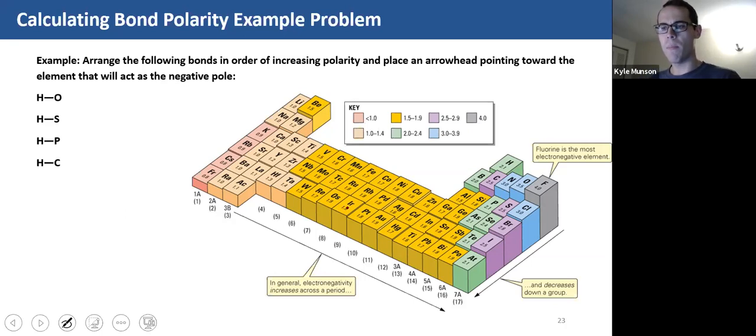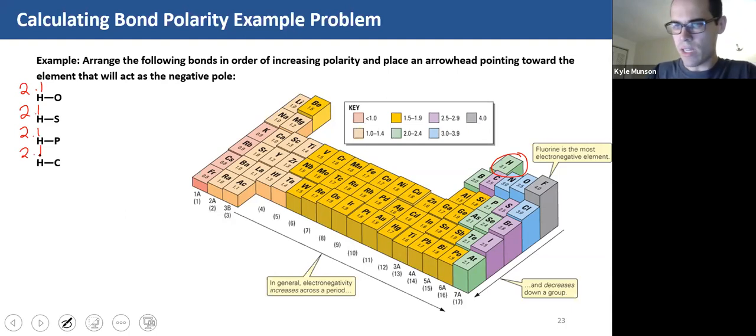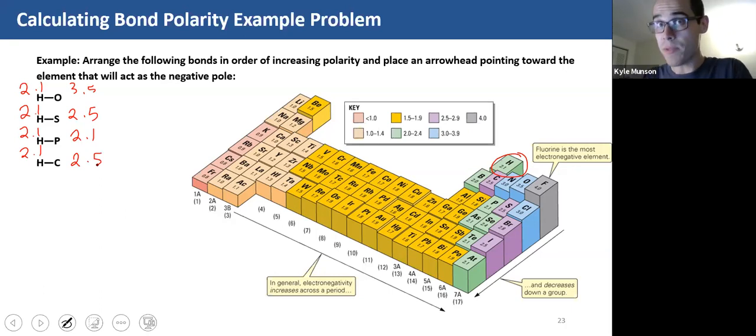If we look at the periodic table here, hydrogen is 2.1 for all these. Oxygen is 3.5. Sulfur is 2.5. Phosphorus is 2.1. And carbon is also 2.5, I believe. Yeah. Okay, so let's take this difference. We're going to take the absolute value. We're not going to worry about negative numbers.